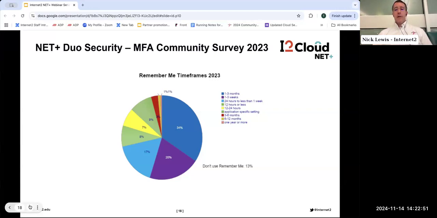Remember Me settings. One of the interesting pieces of data that we gathered there was that 1% of the campuses used 1 year or more for the Remember Me. We didn't ask why. We were just asking what their setting was, and so it's some very interesting data around how campuses deploy that. Most campuses are moving towards a shorter time frame for Remember Me because of the attacks and the changing requirements around MFA. Okay, next slide, please.